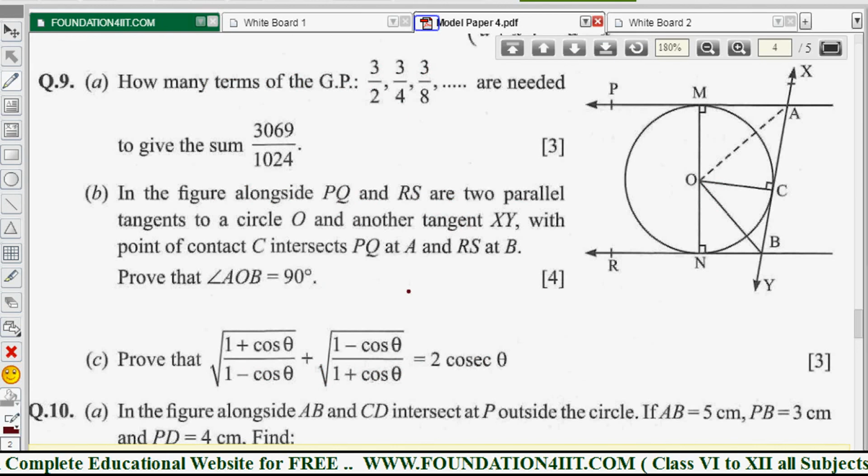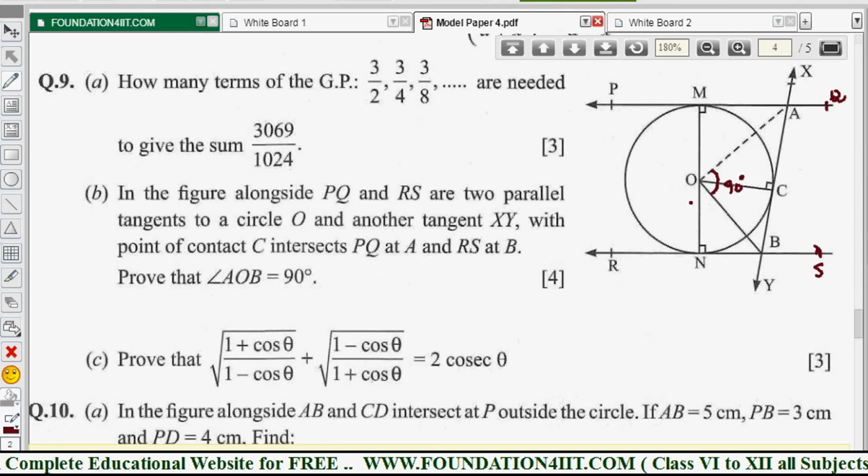In the figure alongside, from geometry, PQ and RS are two parallel tangents to a circle with center O, and another tangent XY, with the point of contact C, intersects PQ at A and RS at B. Then angle AOB is 90 degrees. We have to prove this angle is 90 degrees.